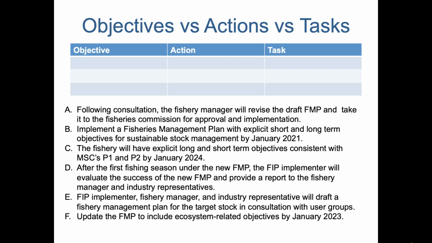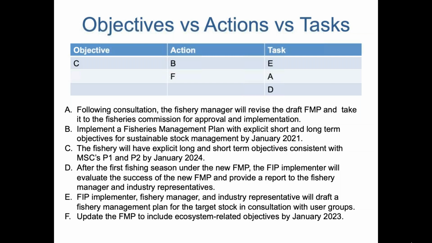Okay, well, I was going to click through the next slide to show, but then that'll give away the actions and the tasks. So the objective for this FIP is actually C. The fishery will have explicit long and short-term objectives consistent with MSC's P1 and P2 by January 24. And so I think this points out some of where it can be difficult to determine between objectives and actions. So the two that were identified as the potential objective were actually actions that will help the fishery achieve that objective.